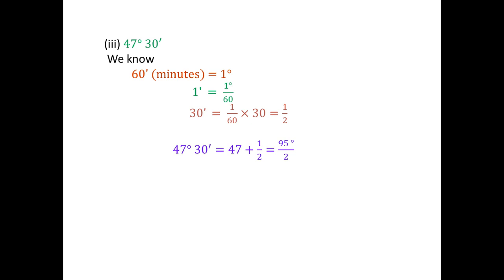Now we have to convert it into radians. Procedure is same. 95 by 2 degree is equal to pi by 180 into 95 by 2. After simplifying, we get our answer 19 pi by 72 radians. I think it is clear to all of you.